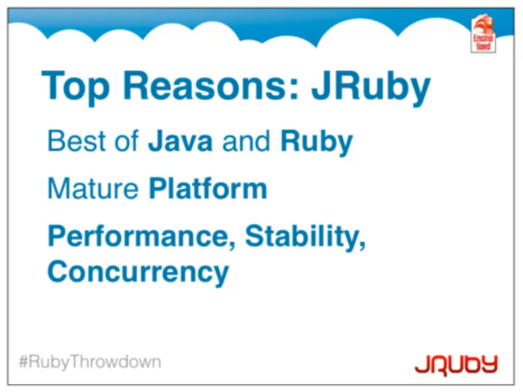And we've had reports that simply by upgrading from Java 6 to Java 7, and changing nothing else in your code base, we've seen like a 10% performance improvement. So those are the types of things you get with JRuby and the JVM.